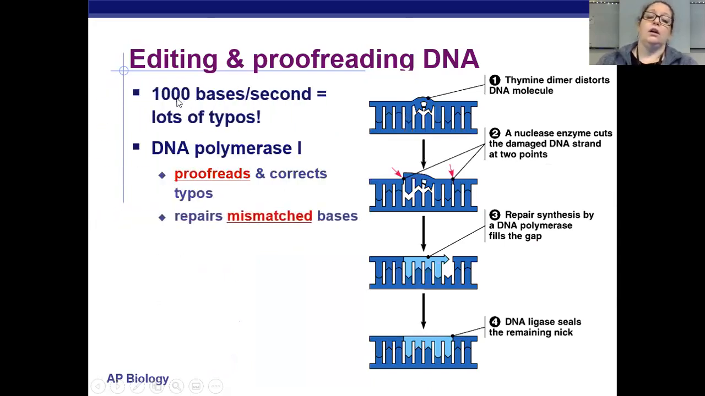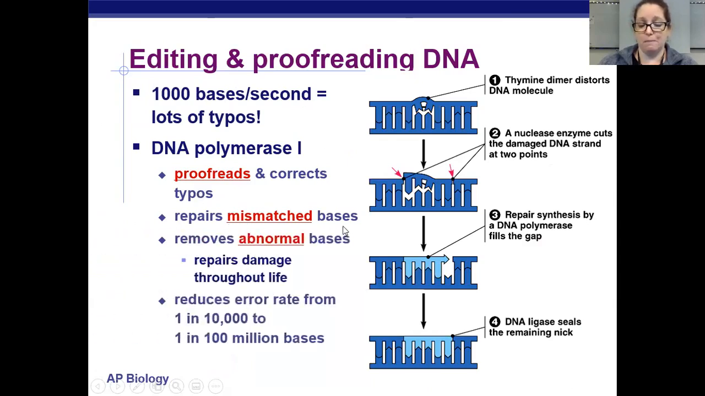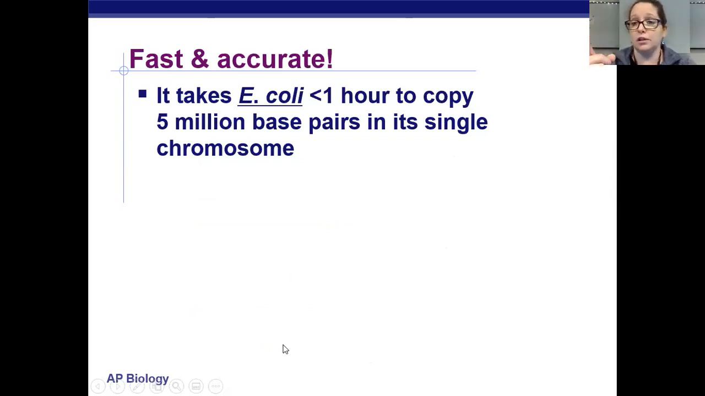So, I told you 1,000 bases per second is lots of typos. So DNA polymerase 1 comes along and proofreads and corrects and repairs mismatched bases and removes abnormal bases and reduces the error rate from 1 in 10,000, not 1,000, to 1 in 100 million bases. Errors still occur, but so much of our DNA is silent. So much of our DNA we don't use to code for proteins. Typically it doesn't matter that the error has occurred. So that's good.